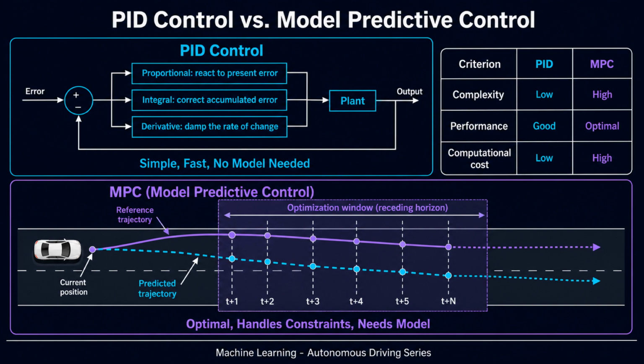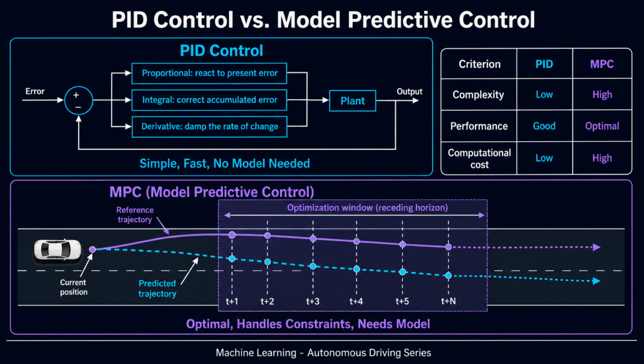Model predictive control, or MPC, takes a fundamentally different approach. It uses a mathematical model of the vehicle to predict future states over a time horizon, then optimizes control inputs to minimize a cost function while respecting constraints like maximum steering angle and acceleration limits. MPC recalculates at every time step, creating a receding horizon that continuously adapts.